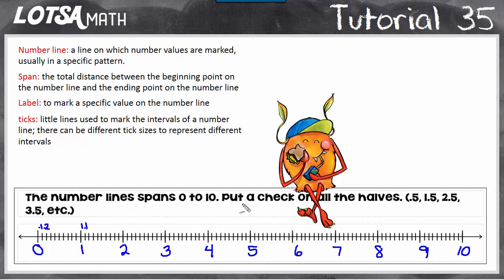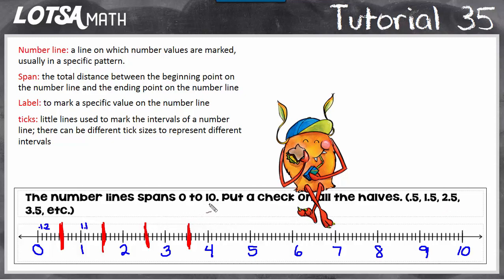The next part of the direction says, put a check on all the halves. Well, I think we all know that the half is just the halfway point between two numbers. The half between 0 and 1 would be about right here, the halfway point. The halfway point between 1 and 2 would be about right there. You can just tell by looking where the half of a number would be. But the directions say that the halves will be at 5/10 and 1 and 5/10 and 2 and 5/10 and 3 and 5/10.